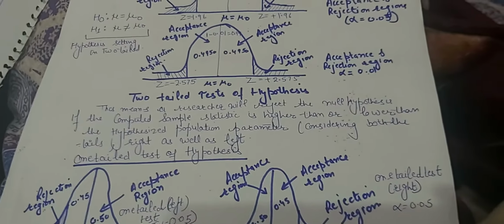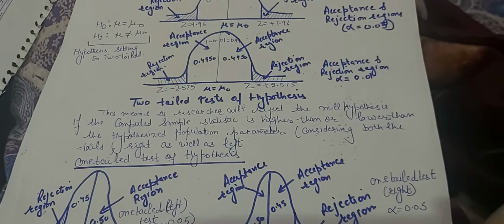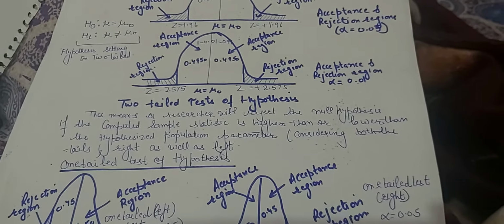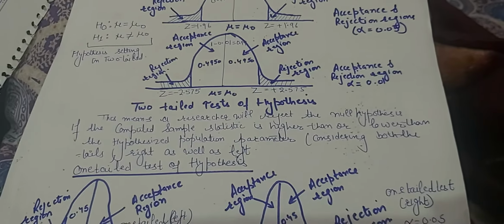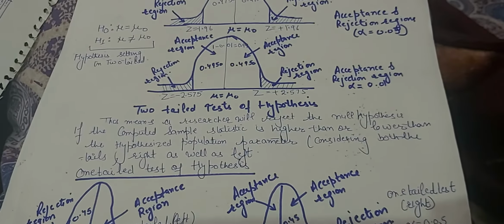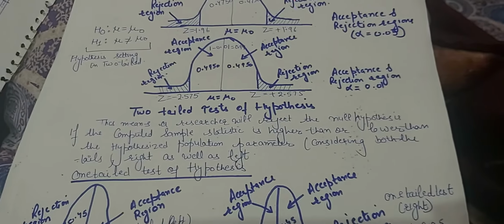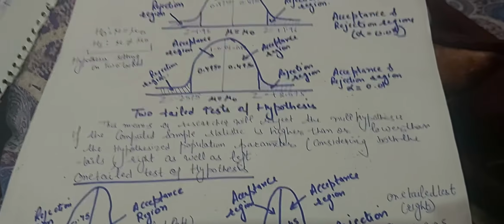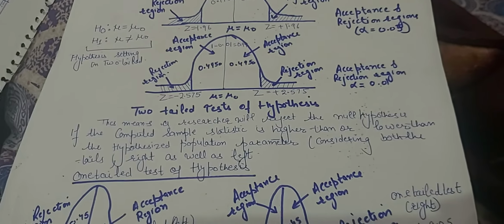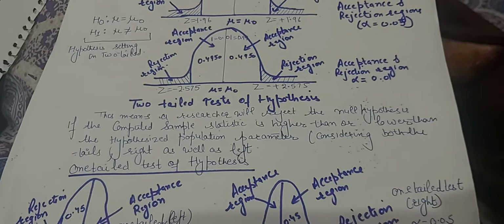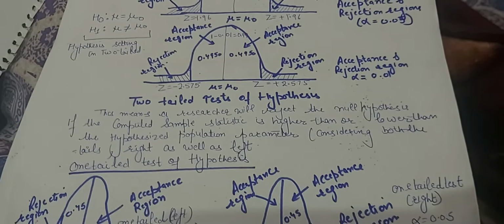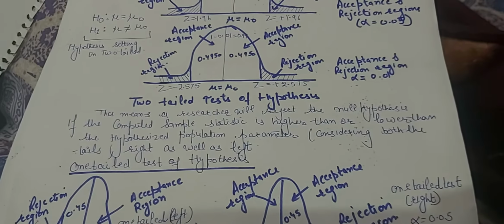This means a researcher will reject the null hypothesis if the computed sample statistic is higher than or lower than the hypothesized population parameter, considering both the tails, right as well as left. Then we will reject the null hypothesis. It should not be higher or lower than the hypothesized population mean.